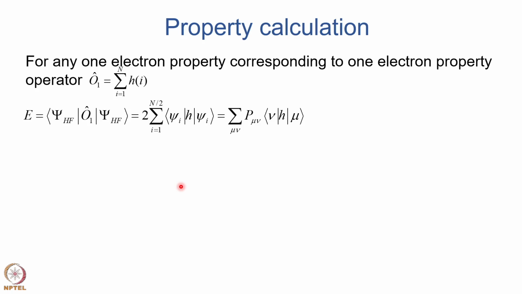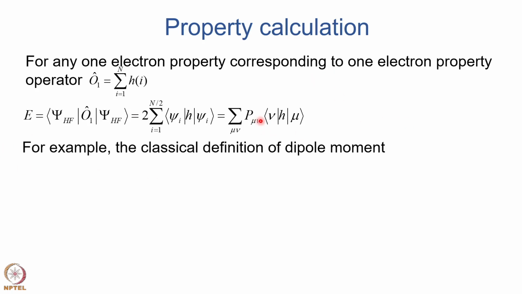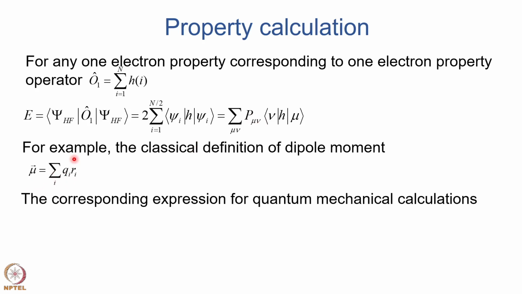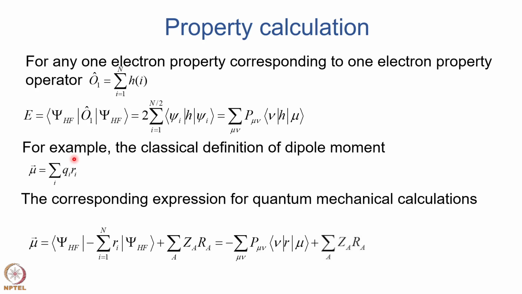If I expand the psi I equations, this will lead to charge density bond order matrix and an atomic orbital integral. For example, if I want to calculate dipole moment, the classical definition of the dipole moment is a vector, just check the arrow sign, and with a charge times some kind of a displacement. So, the corresponding expression for the quantum mechanical calculation will be like this. So, I have to take an expectation value, and of course, there is a classical nuclear contribution to the dipole moment, and I can define the dipole moment matrix.